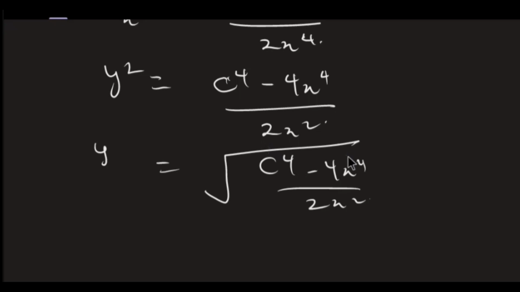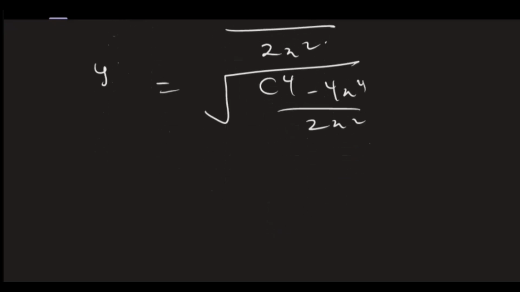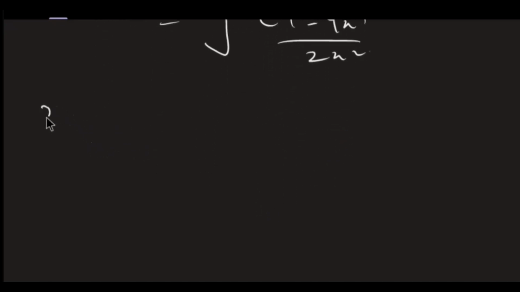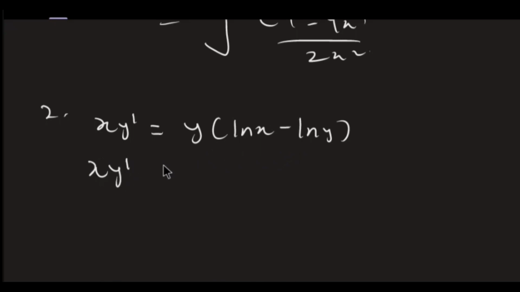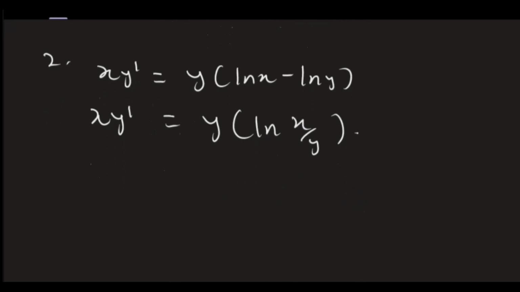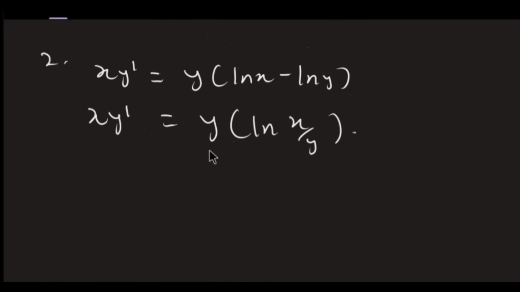Now, let's see another example here. I have xy prime equals y multiplying ln of x minus ln of y. How do I solve this differential equation? To solve this differential equation, now let's see. You know that you have xy prime is equal to y multiplying the same as ln of x over y, right? So at this point, I can just divide through by what?